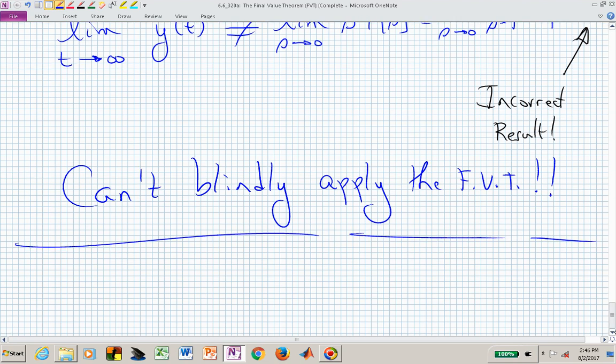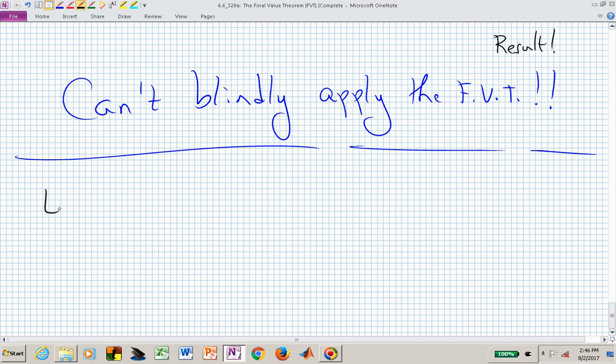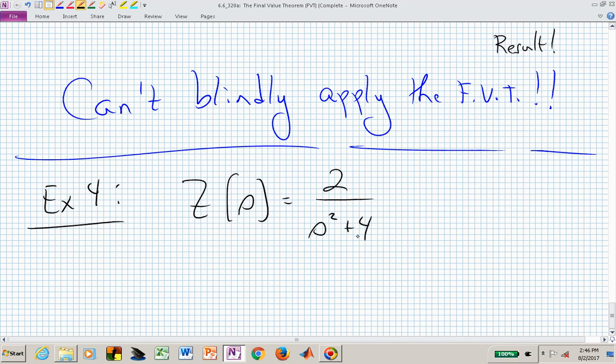Let's look at another example. Suppose that now somebody gives you another transform, z of s, and suppose that that's now 2 over s squared plus 4. Now, before you do anything, what are you wanting to do? You're actually wanting to check whether or not z of s has all of its poles in the left half plane, or it does not have any pole on the imaginary axis or in the right half plane.